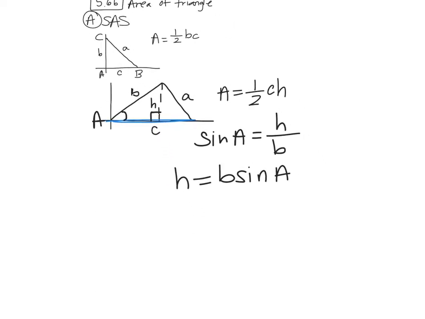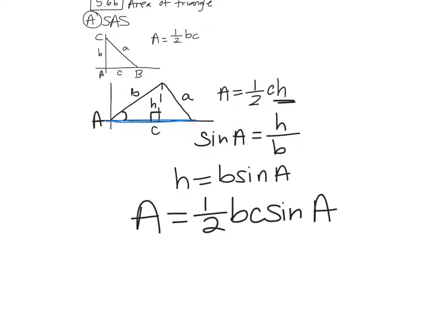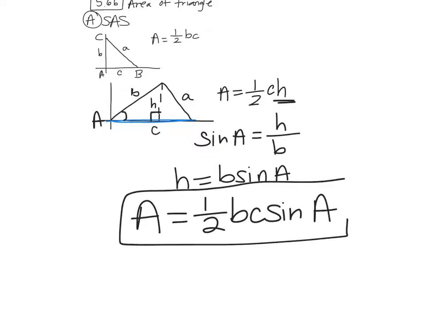So if I wanted to find the area of the triangle given side angle side, I go back and plug it in for H right here. So the area would be 1/2 BC sine A. There it is. I could have just given that to you, and you would have just accepted it and believed me. But I wanted to show you where it comes from. So area equals 1/2 BC sine A.